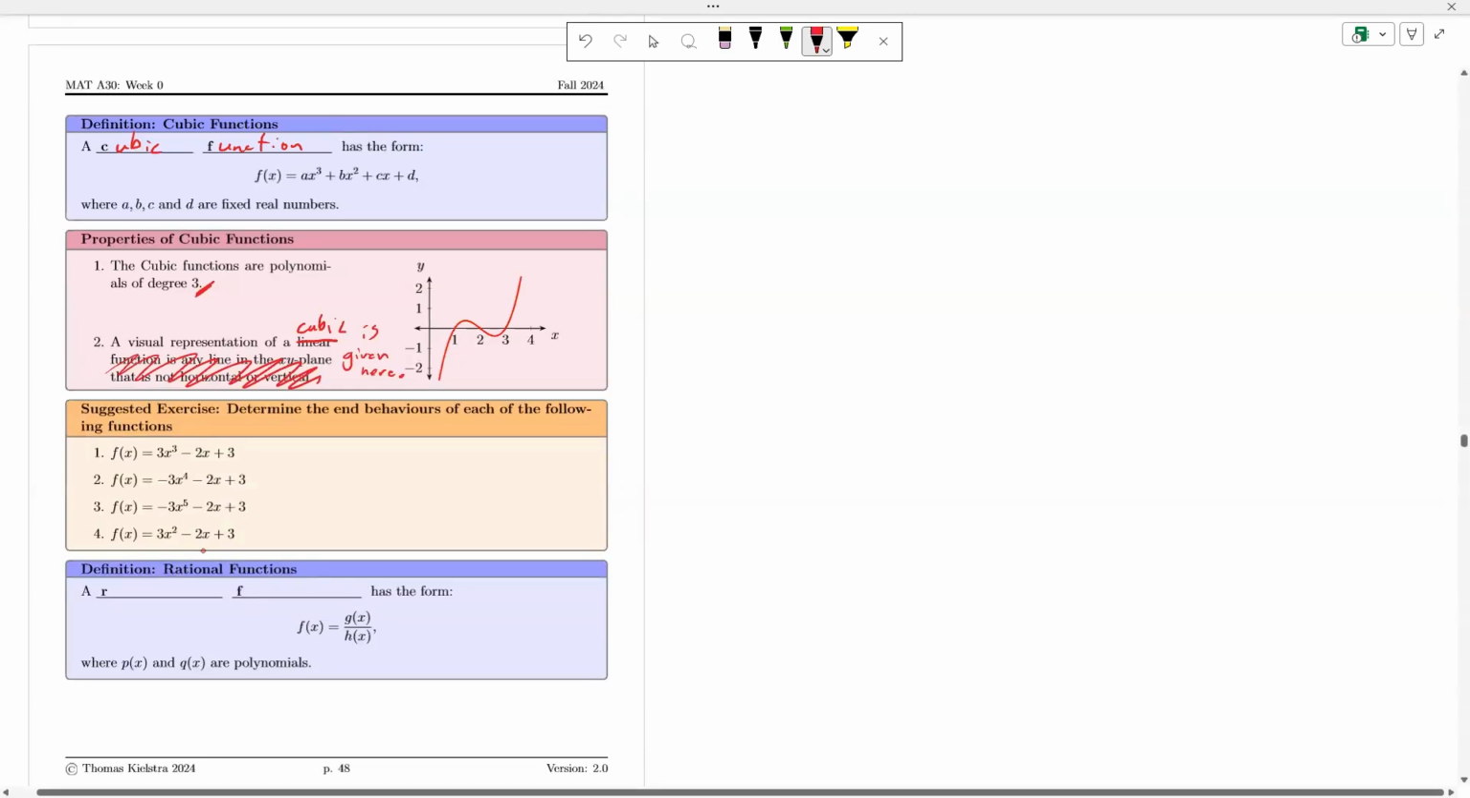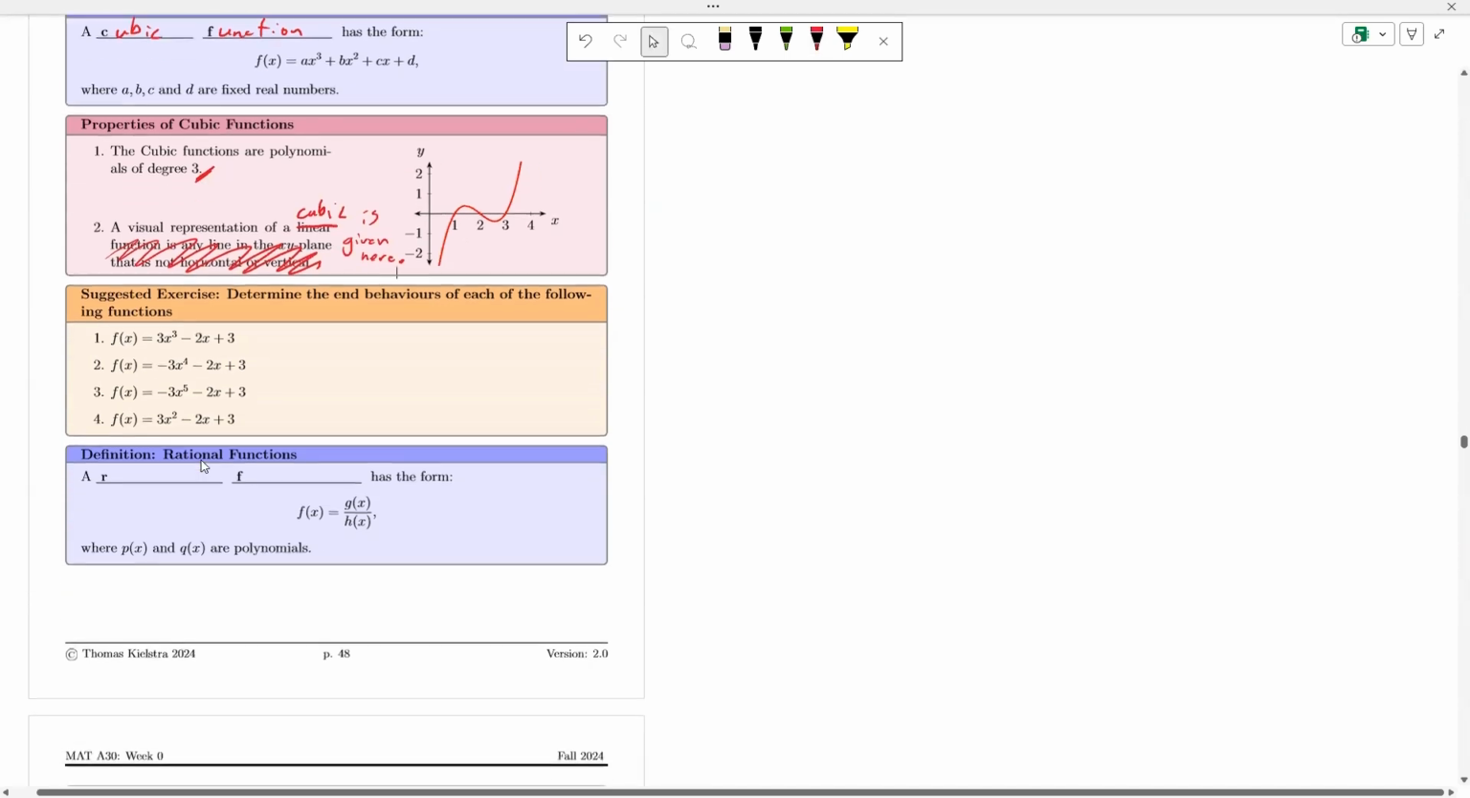Now, to work with these functions, the big thing we want to know right now for any degree is determining your right and left end behaviors. And then for your linear, your cubic, and your quadratic functions, practicing finding their roots would be quite beneficial.